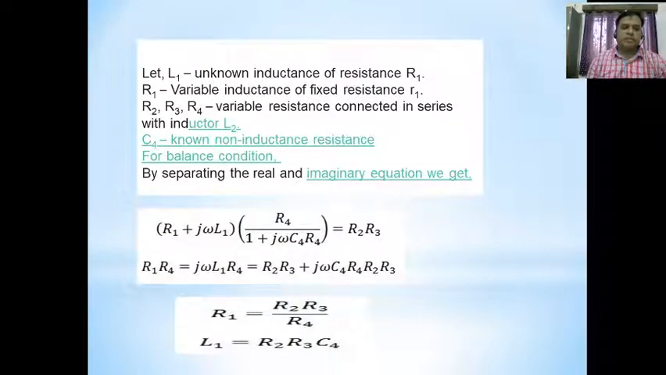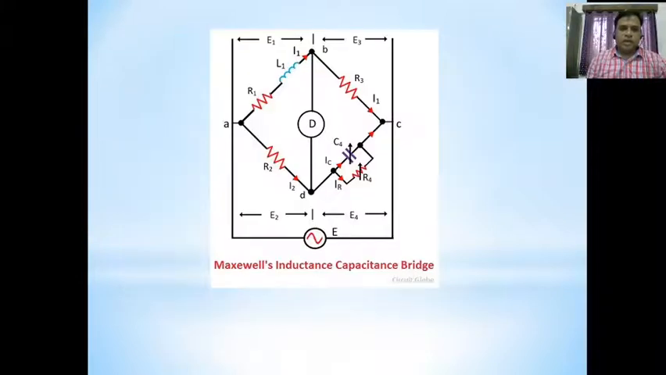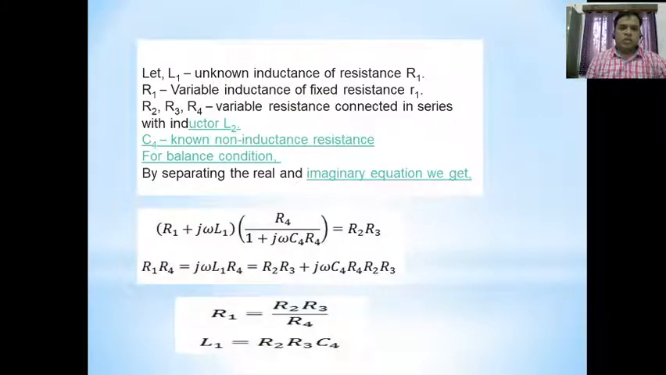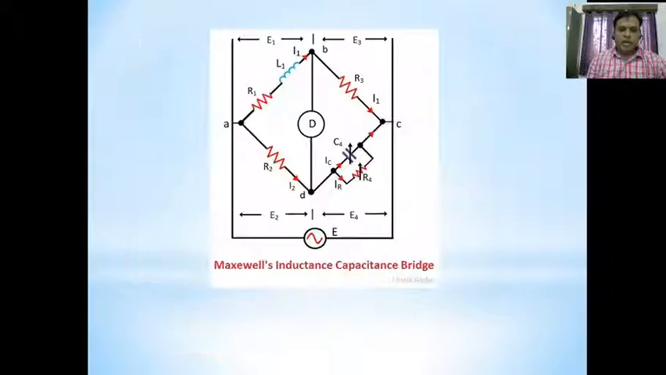Let L1 be the unknown inductance with resistance R1. In the figure, L1 is the unknown inductance that you are going to find out, given in blue color. Now, L1 is the unknown inductance of resistance R1. R1 is the fixed resistance. R2, R3 and R4 are variable resistances, and you can see the inductor L2 is also there, where R1, R2 and R3 are connected.